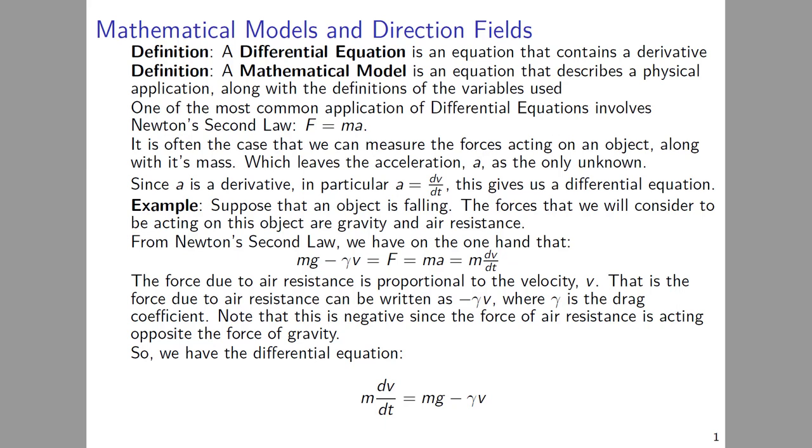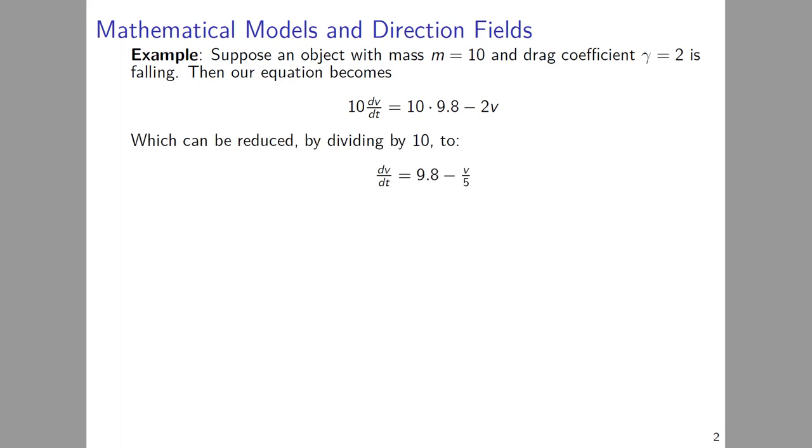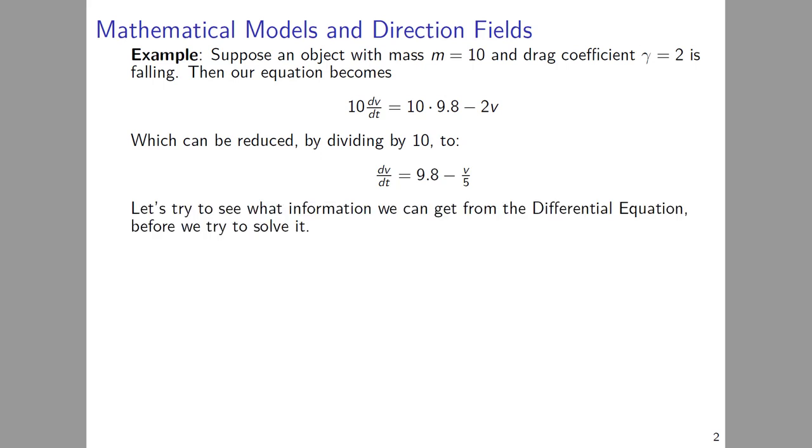Let's put some numbers to this example and study it further. Let's take the object's mass to be 10 and the drag coefficient gamma to be 2. Then our equation becomes 10 times dv/dt equals 10 times 9.8 minus 2 times v, which can be reduced by dividing by 10 to dv/dt equals 9.8 minus v over 5. Let's see what information we can get from this differential equation before we try to solve it.